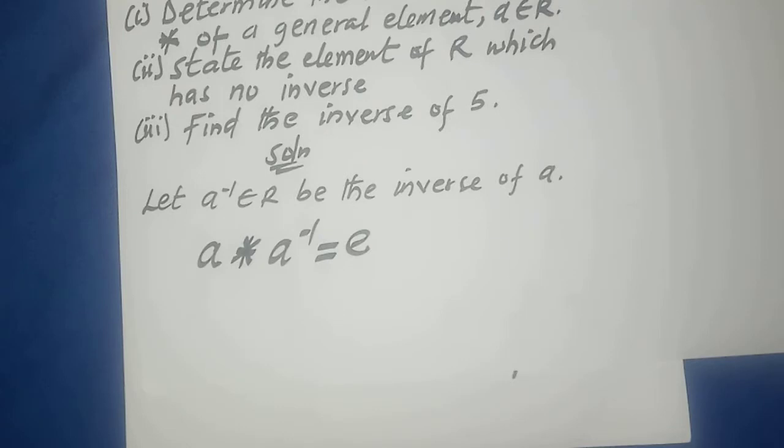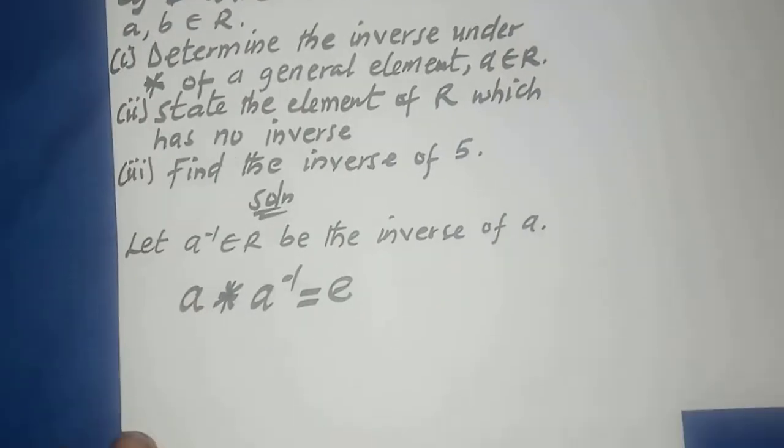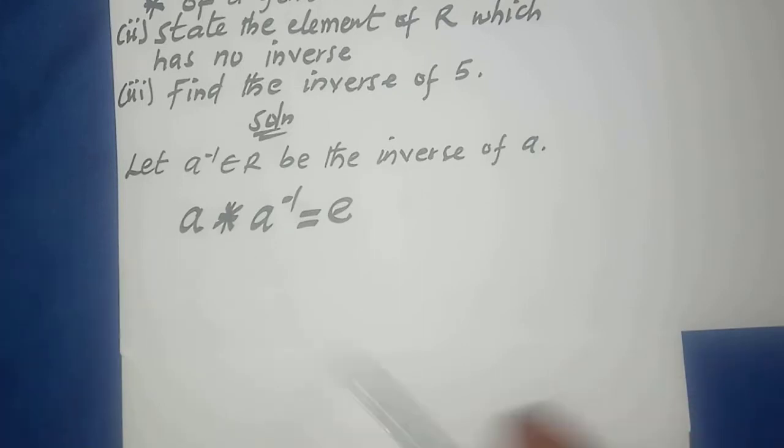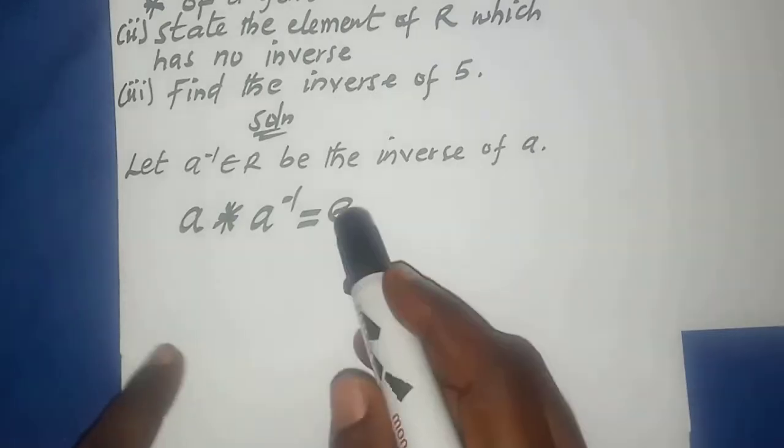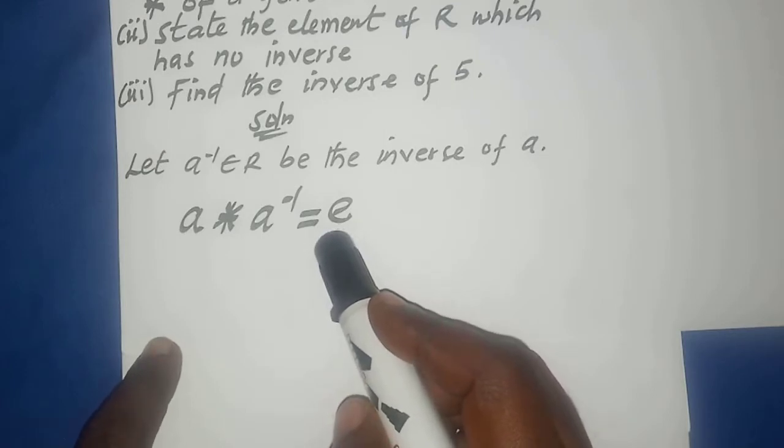Alright, so the question now is, what is the identity element under this operation? Now we don't know the identity element, but we can find it. So let's quickly go ahead and find the identity element. Alright, good. What it means is that if you are given a question to find an inverse, you will need to find the identity element.